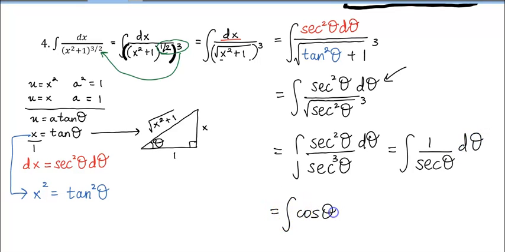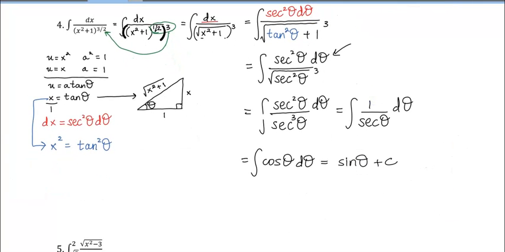So we are integrating just cosine theta d theta, and we know that the integral of cosine is sine theta plus c. We won't leave our answer in terms of theta because we started in terms of x, so we'll look back at the triangle, and we know that sine from SOHCAHTOA is opposite over hypotenuse.